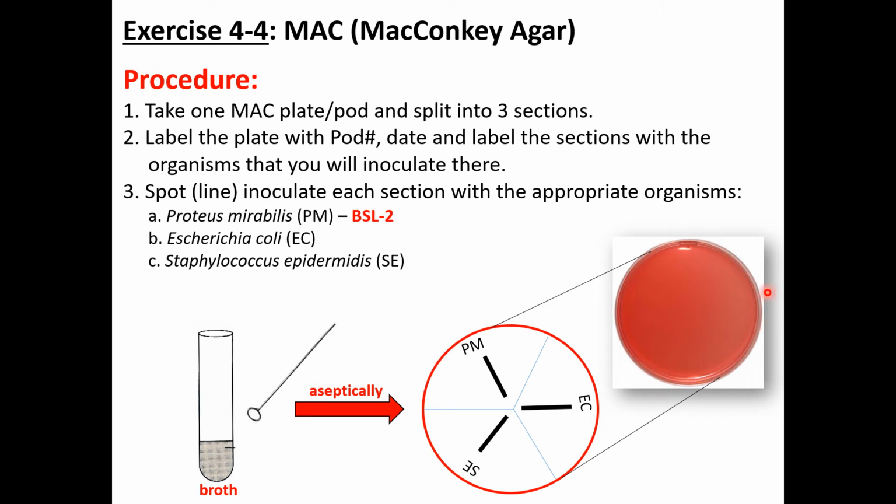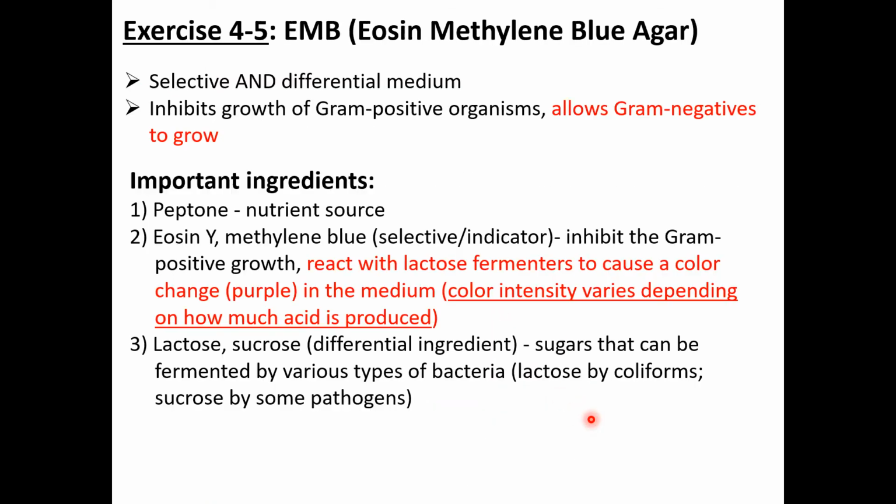So for this plate, the MacConkey agar plate, we would take the bottom of the plate, streak in 3 sections, and then inoculate Proteus mirabilis, E. coli, and Staph epidermidis. Proteus mirabilis and E. coli are both gram negative, so they would grow on the plate easily, but not Staph, because Staph is a gram positive. This is just a control, to make sure the medium gives the correct results, because Staph is not supposed to grow in here. But that's all you would do, just a straight line for each of those pieces on the plate.